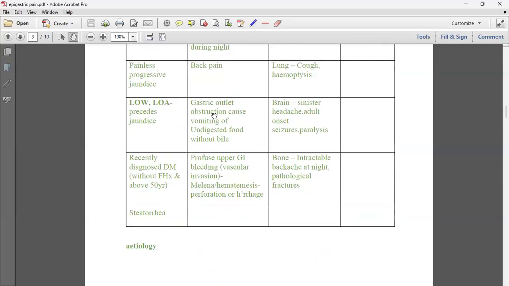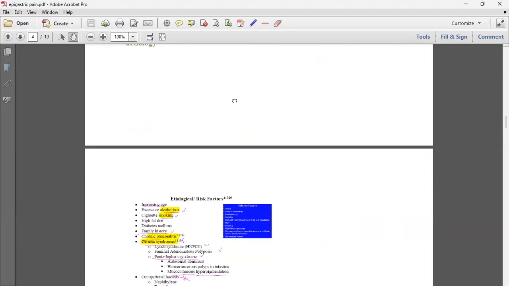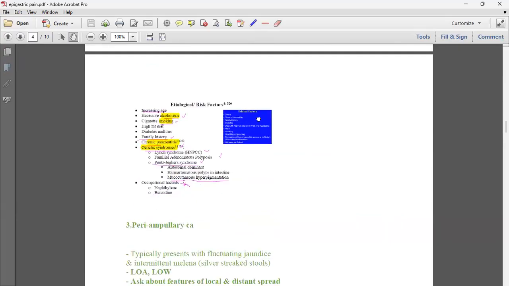If you can make a table like this, it's very easy to remember. And you just have to keep on going through it daily and ask these questions again and again, and then you will get the hang of it.